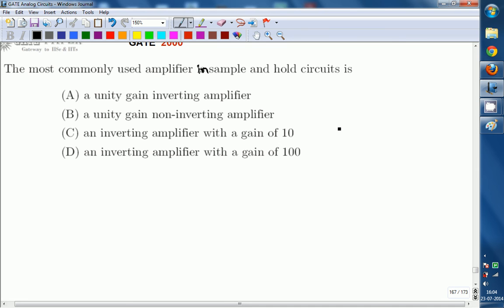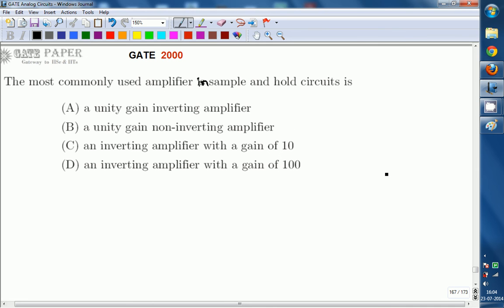Hello, we are discussing the GATE 2000 ECE paper, and this question is related to analog circuits. The most commonly used amplifier in sample and hold circuits is: A. Unity gain inverting amplifier, B. Unity gain non-inverting amplifier, C. Inverting amplifier with a gain of 10, D. Inverting amplifier with a gain of 100.